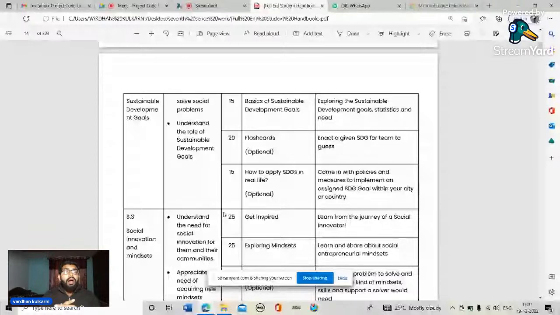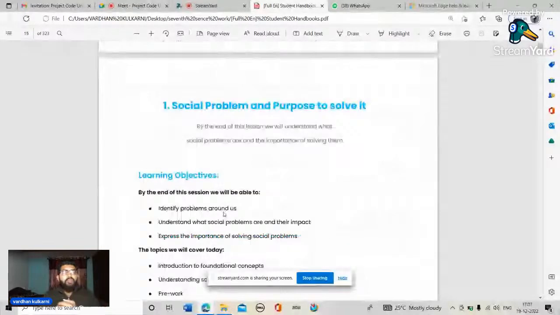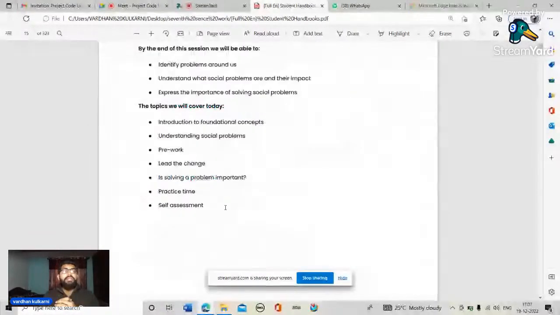In session 3, we'll be understanding the need for social innovation in their communities, appreciating the need to acquire a new mindset needed for social innovation, and identifying the mindsets needed for it. Now we come to the first session, solving problems and the purpose of solving them. The topics we'll cover today in session 1 are an introduction to fundamental concepts, understanding social problems, pre-work, leading to change, whether solving a problem is important, practice time, and self-assessment.